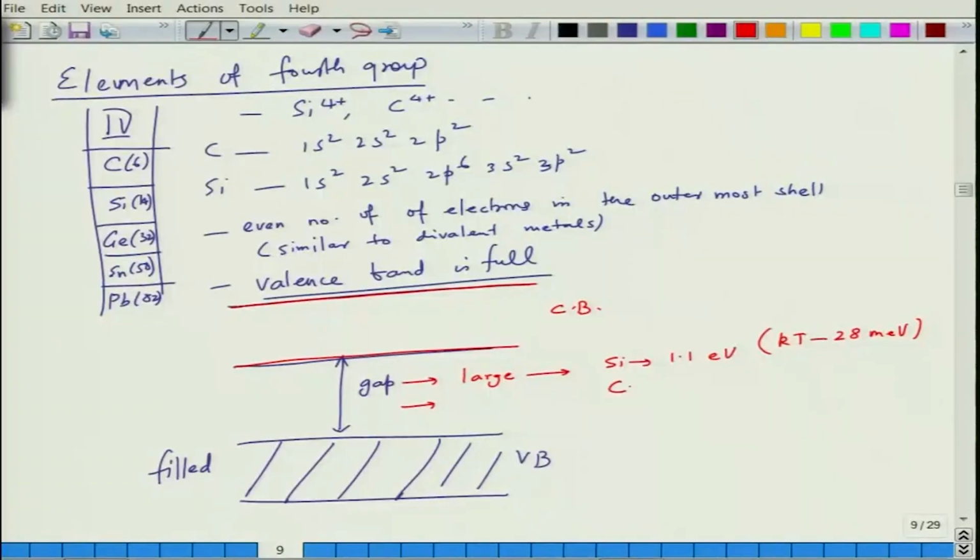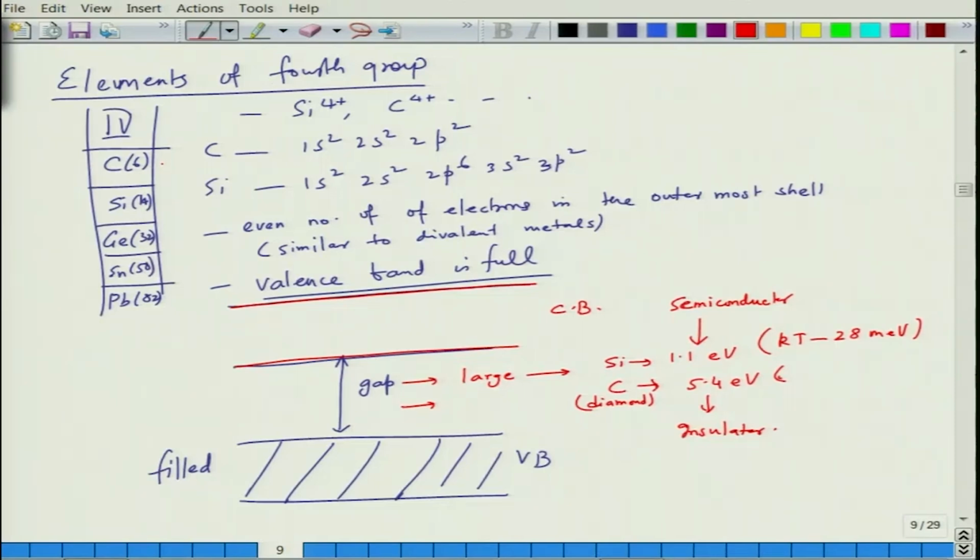And in case of carbon, which is diamond, this gap is nearly 5.4 eV, which makes it very large. So this makes silicon a semiconductor, because its gap is not very large, but carbon in the diamond form is an insulator. This is basically because the carbon is covalently bonded, sp3 hybridized and so on, and because of the bonding, carbon has a larger gap.